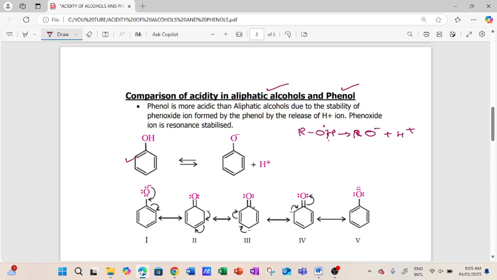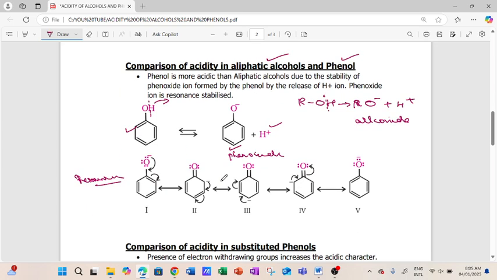But if it is phenol or aromatic alcohol, the bond between O and H breaks. H will be lost as H plus. As a result, we get benzene with the O minus. This product is called a phenoxide ion. So phenoxide ion is the product if it is aromatic, but RO minus or alkoxide ion is the product if it is aliphatic. And we will check which product is more stable. Is it alkoxide ion or phenoxide ion? So for that we need to consider the resonance effect. Because of the benzene ring in the phenoxide ion, it is resonance stabilized.